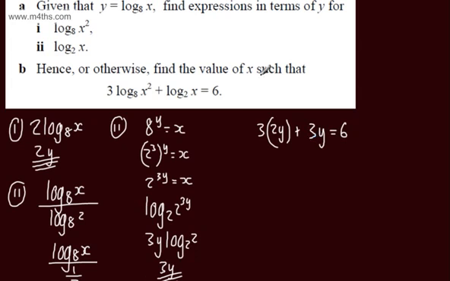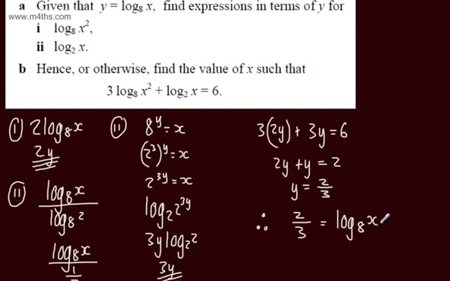We're solving for x. Currently I've got my equation in terms of y. I can divide both sides here by 3. So I'd have 2y plus y is equal to 2. So I'd have 3y is equal to 2 and y is equal to 2 over 3. Therefore, now I just need to substitute this back in and say that 2 over 3 is equal to log to the base 8 of x.